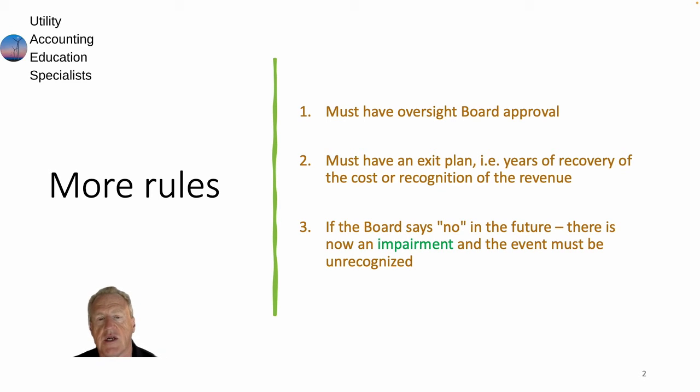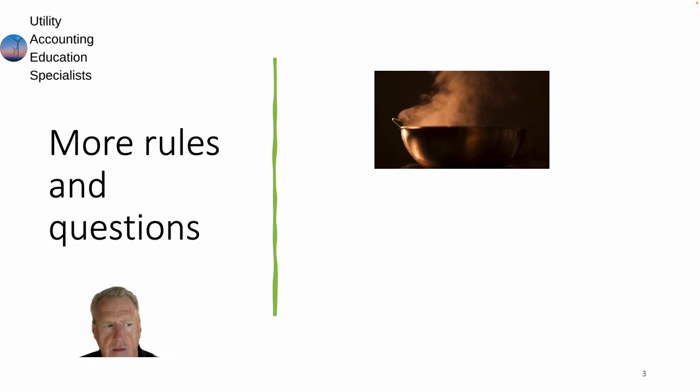And so if the board says yes, and you go down the road a few years and now they say no, they're trying to keep rates down and whatnot, now you have what's called an impairment, and the event must be recognized immediately through your financial statements. In other words, you have to reverse the GASB 62 treatment that you did.